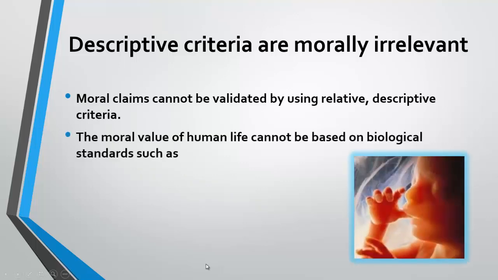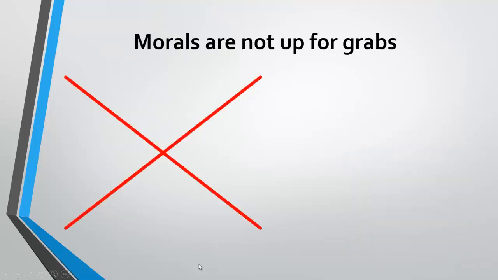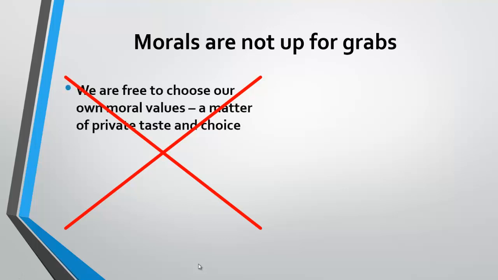The moral value of human life cannot be based on biological standards such as age, viability, fatality, or brain volume. Morals are not up for grabs. We cannot create them. We are not free to choose our own moral values.